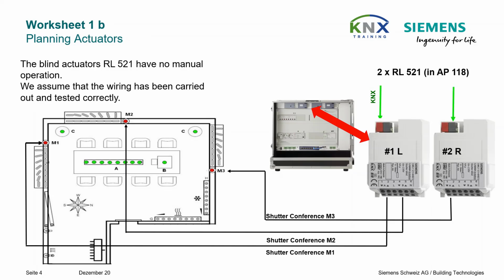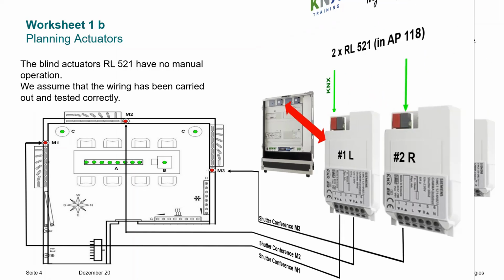The 2 actuators for the solar protection have the short form RL52123. Each has 2 channels, to which a blind simulation electronics is connected here, but there is no possibility of manual override to test it.